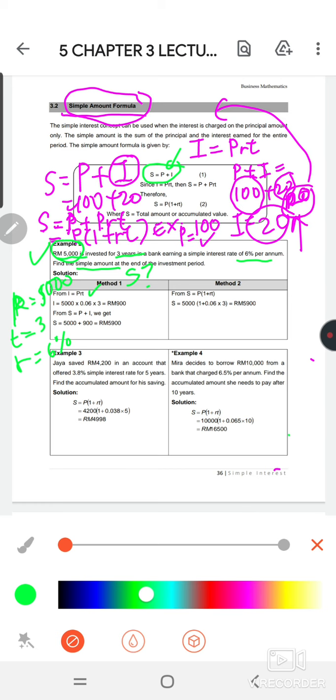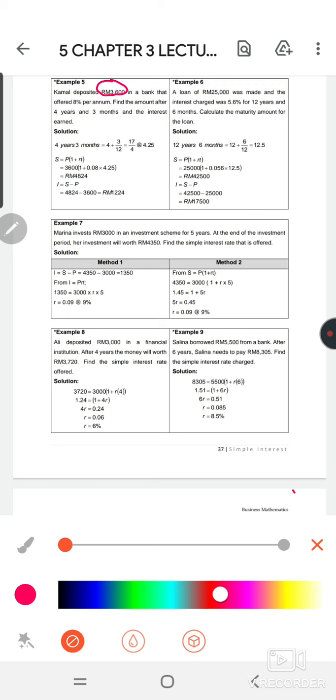Okay, so now let's discuss example 5. Kamal deposited RM3,600 in a bank that offered 8% per annum. Find the amount after 4 years and 3 months and the interest earned. So it says Kamal deposited 3,600. This is the value of P. Mark the value: a bank that offered 8% per annum. This is R.